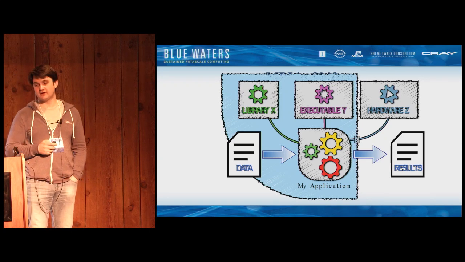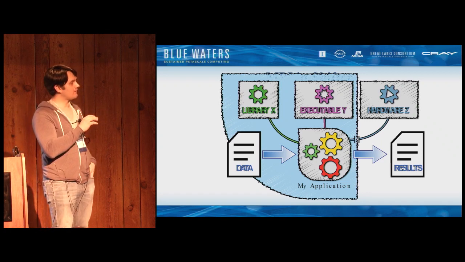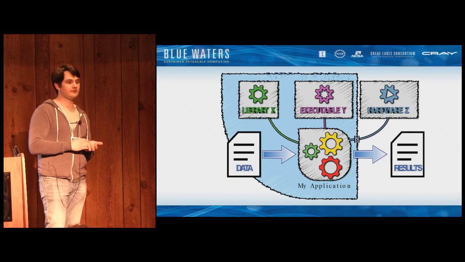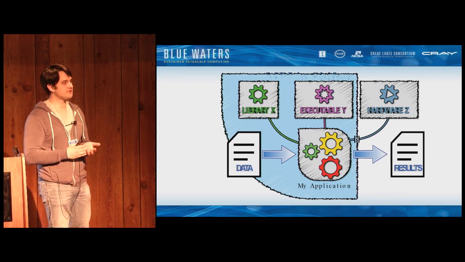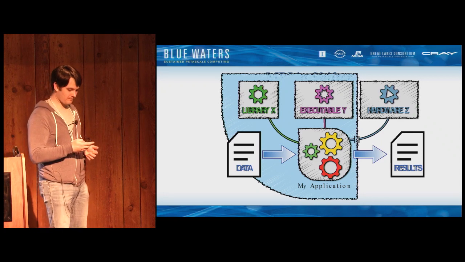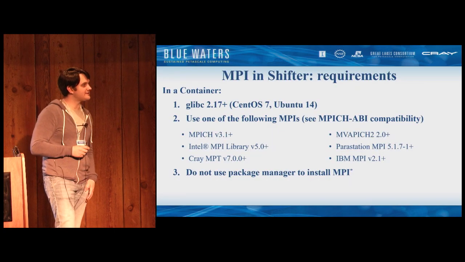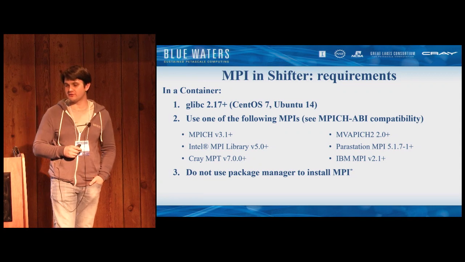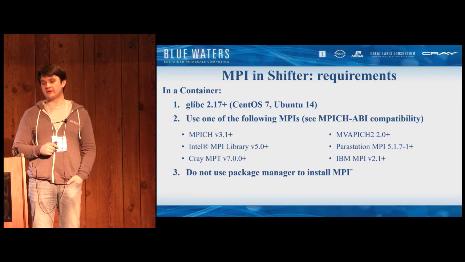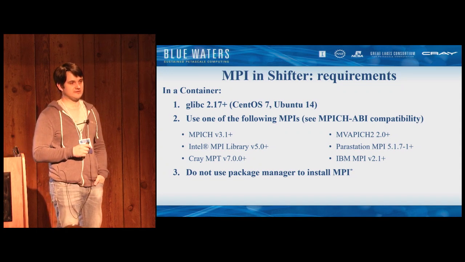And for that purpose, Shifter uses two things. There are two hardware components that we are interested in: interconnect, so that we can run our MPI applications, and GPUs, for data analytics and so on. Let's take a look at that. So let's consider MPI. What do we have to do in order to be able to run MPI applications? First of all, our container has to have a recent glibc. So you cannot use CentOS 6.